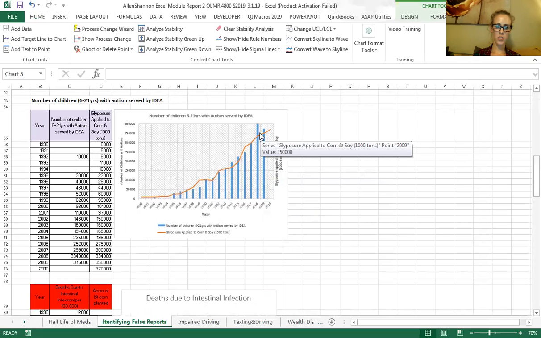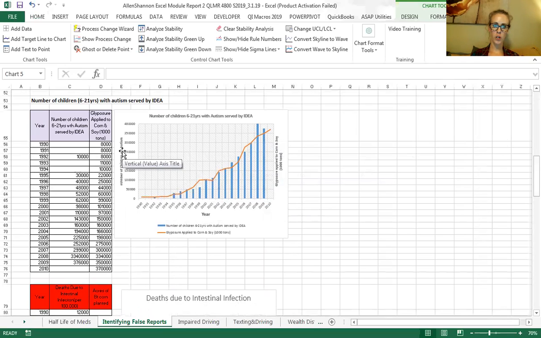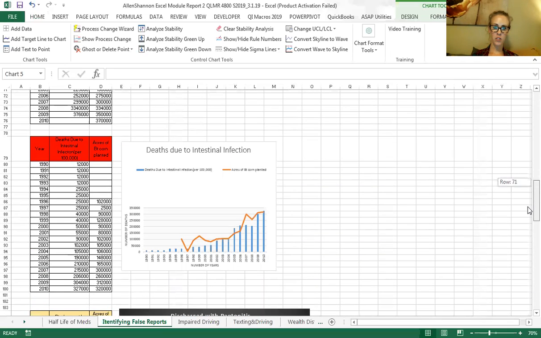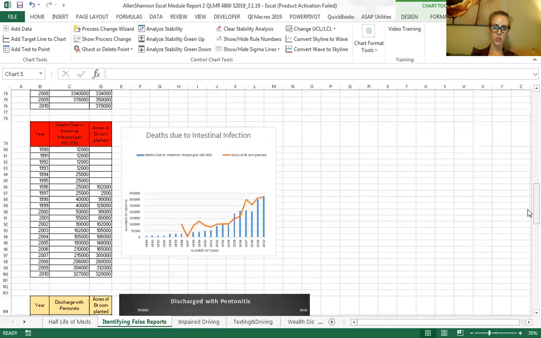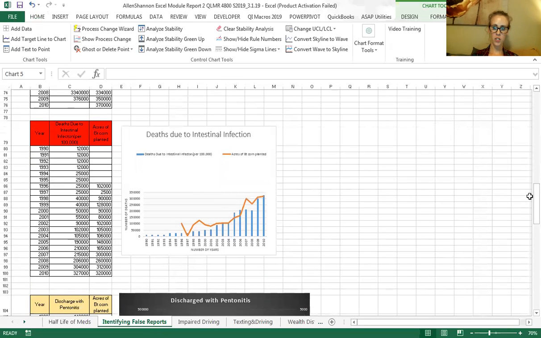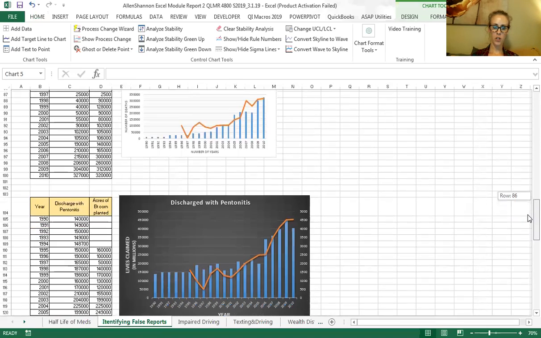The number of children 6 to 21 years with autism served by the IDEA. This is after the glyphosate was applied to the corn, the soy. This is measured in tons. Deaths due to intestinal infection. I mean, come on, seriously? That's not enough to wake you up.